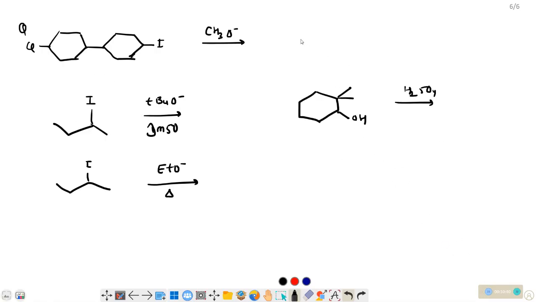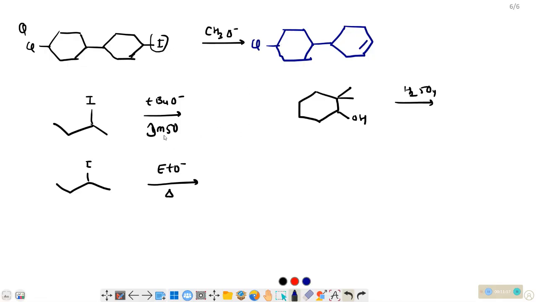So now let's solve some questions which will strengthen our concept. Here we have taken a base which is a nucleophile, CH3O minus. So here is this substrate. Which one is the better leaving group? Which will leave first? It is iodine. So it will leave first from here. So it will give us an alkene. We will make a double bond here.